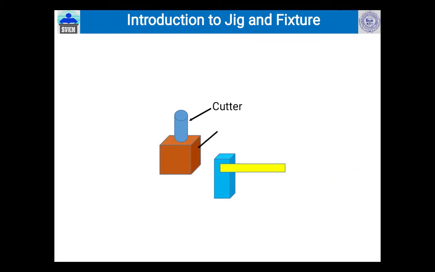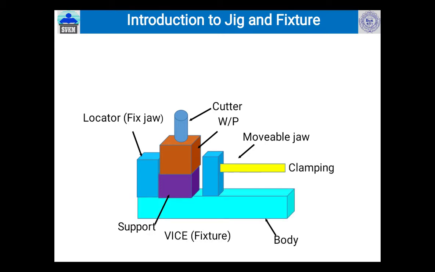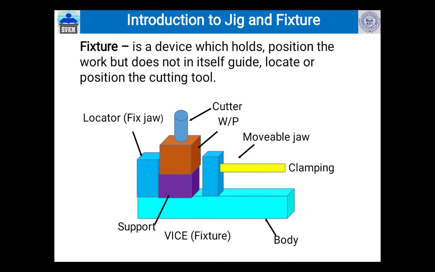When a workpiece is kept and machining is required on the surface with the help of a cutter, we require to give support at the bottom. Then to stop the further movement of the workpiece, we require a locator, which is a fixed jaw, and to hold the workpiece we require a movable jaw, which is called a clamp. When we mount all these on a body, it's called a fixture. So a vice is a fixture.